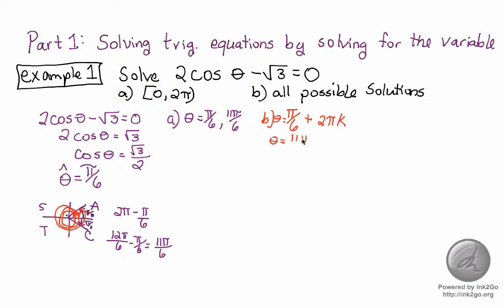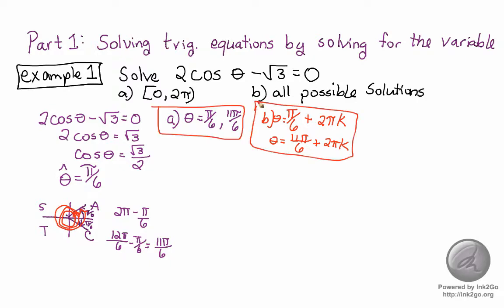Likewise, at 11 pi over 6, that gives us a solution, but if I go around the circle one time and then stop, that's the solution. If I go around the circle 5,000 times and stop, it's still a solution. So that's what we add on, the plus 2 pi k. And that is all the possible solutions to this equation. Now let's look at our second example.